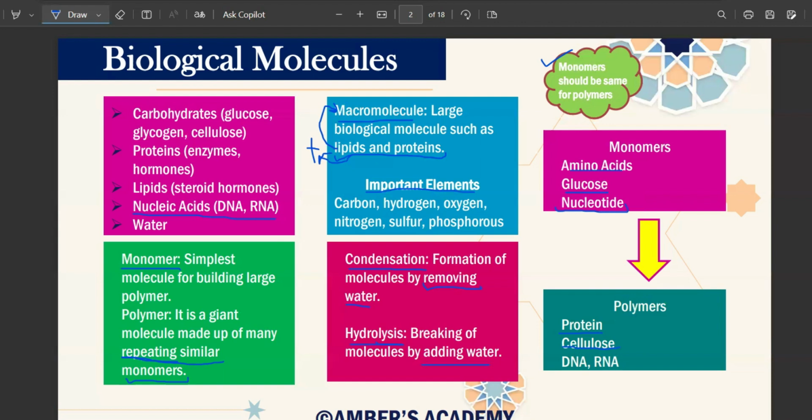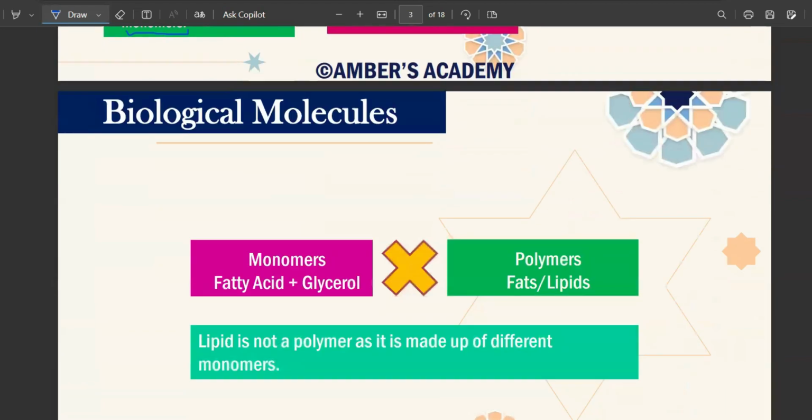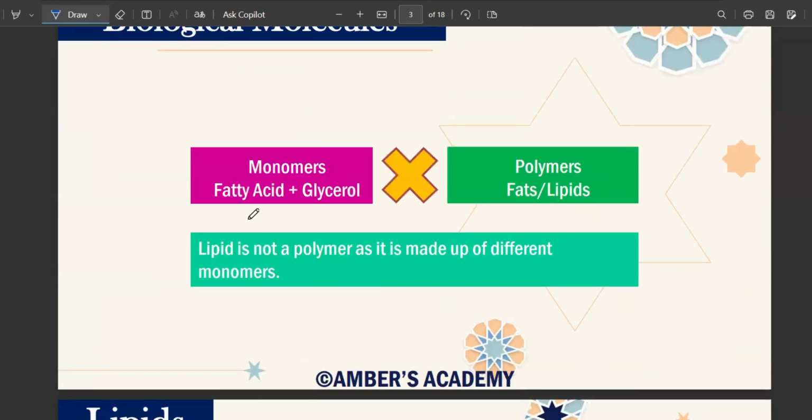Is the reasoning clear? So far, are you good? Yes, miss. All right, perfect. Miss, what will be the difference between polymers and macromolecules? Yeah, I'll explain it to you. Just wait a few minutes.